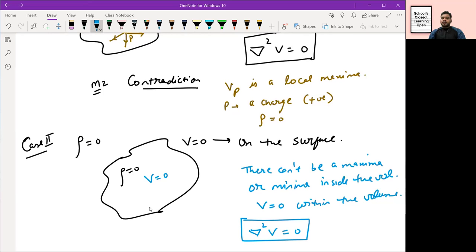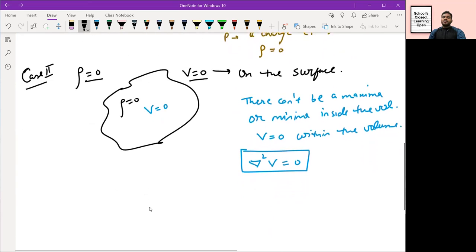Simple enough. So as far as we can see, it is an extension of case 1 itself. But we have specified it as case 2 because we are going to use it in case 3 and 4. How? Let's see. In case 2, we took a charge-free cavity and we took a specific potential that is 0 on the surface.